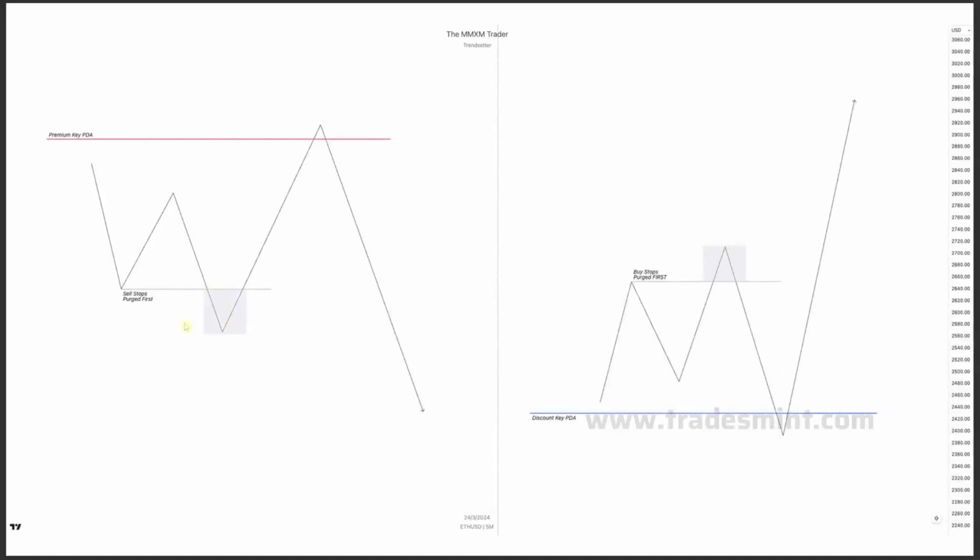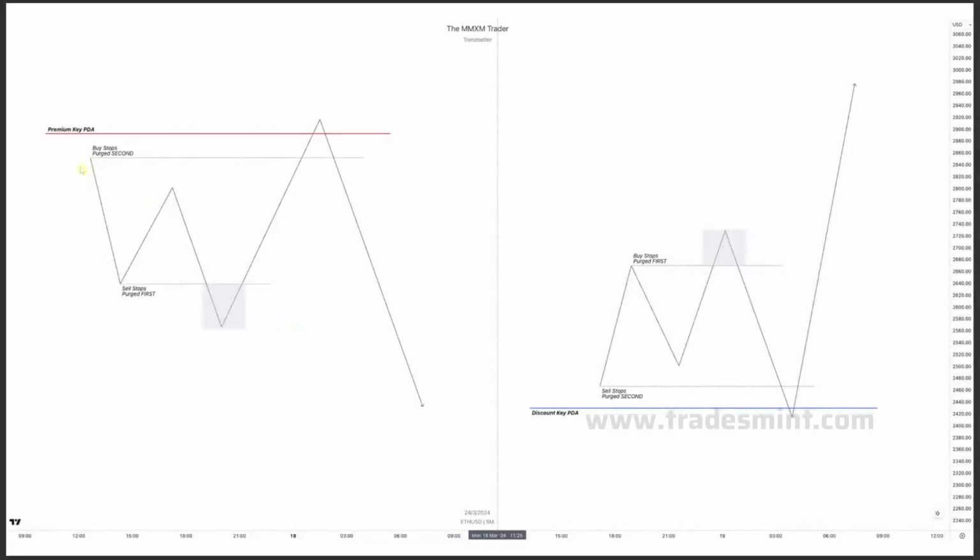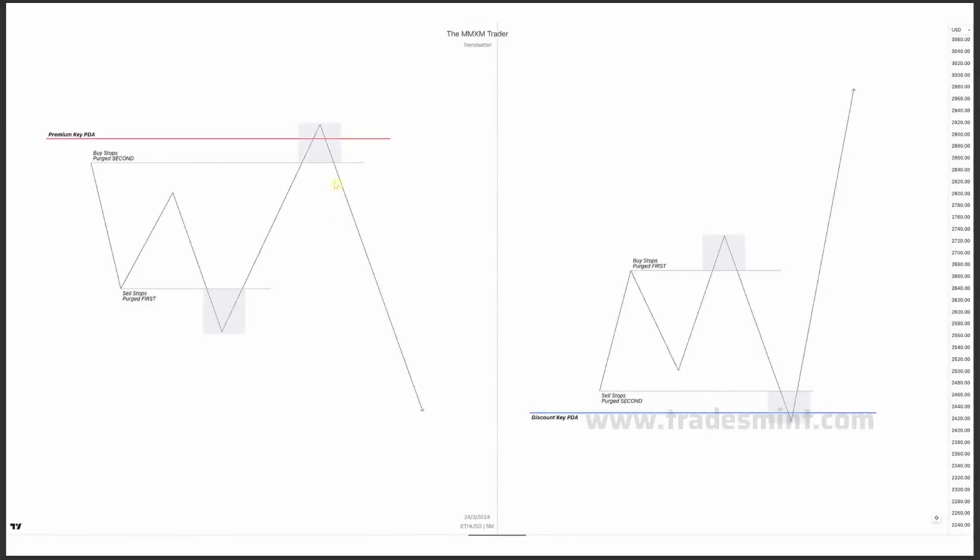We want to see those sell stops accumulated below an old low and those buy stops accumulated above an old high. So now that we have accumulated the sell stops, we want to think about that order pairing, right? We want to pair up the sell stops with the buy stops or the buy stops with the sell stops. So how does that look? We're going to purge the buy stops second over here, right? We're going to take out that high, and now we're accumulating buy stops over here.